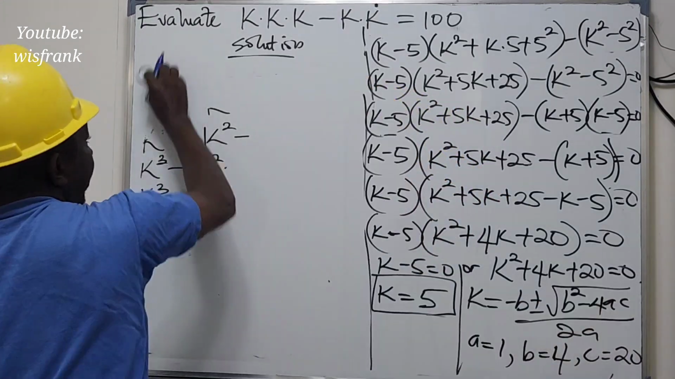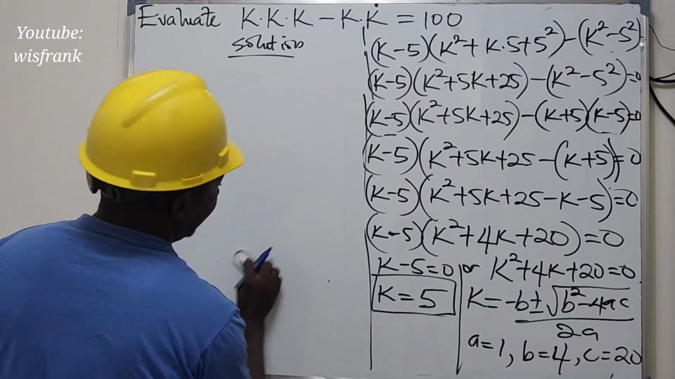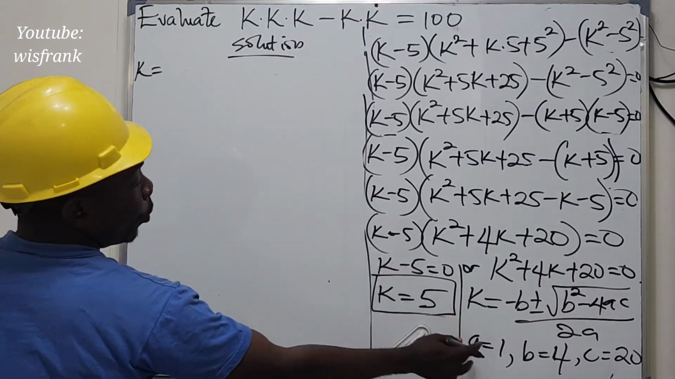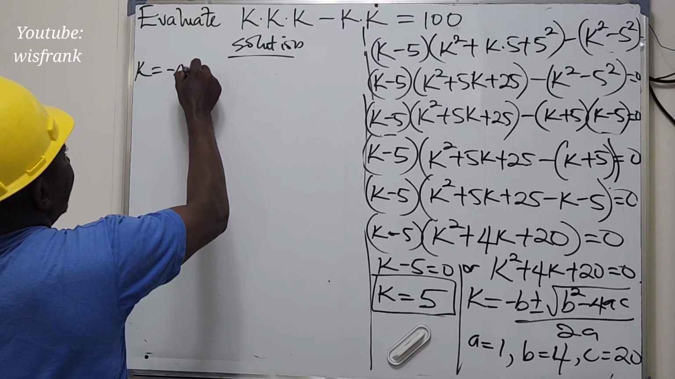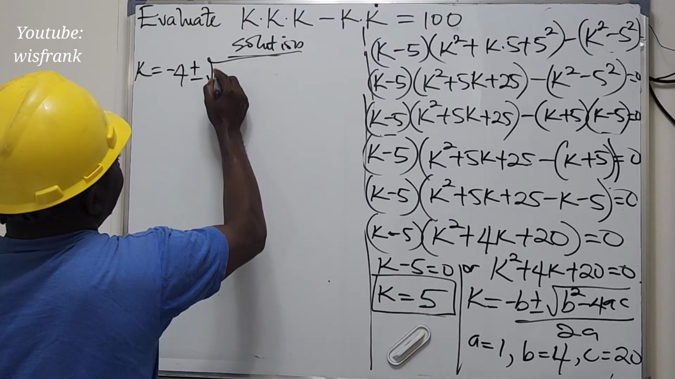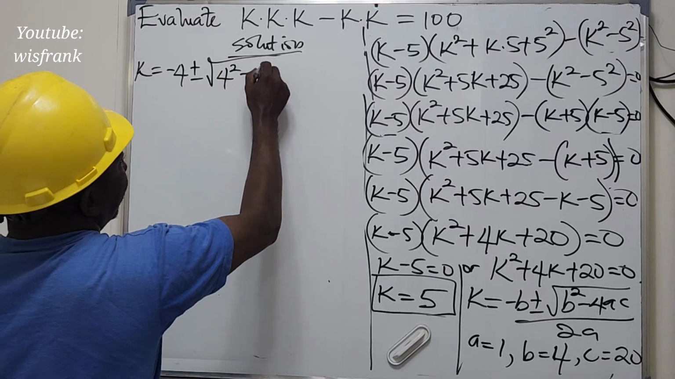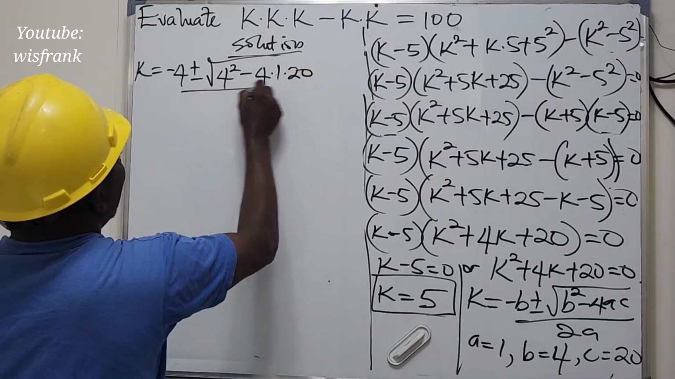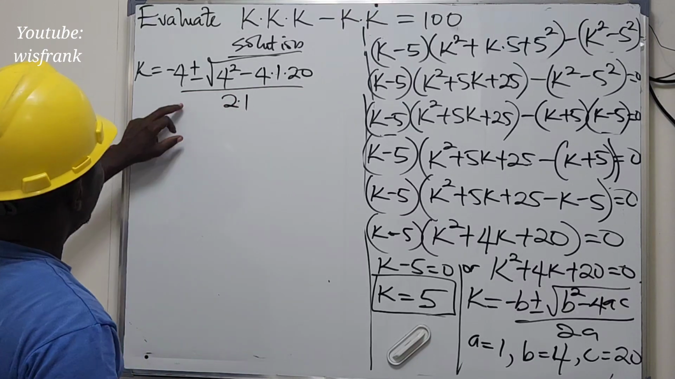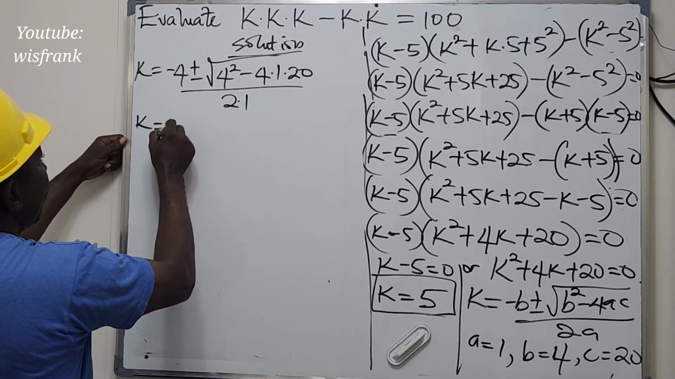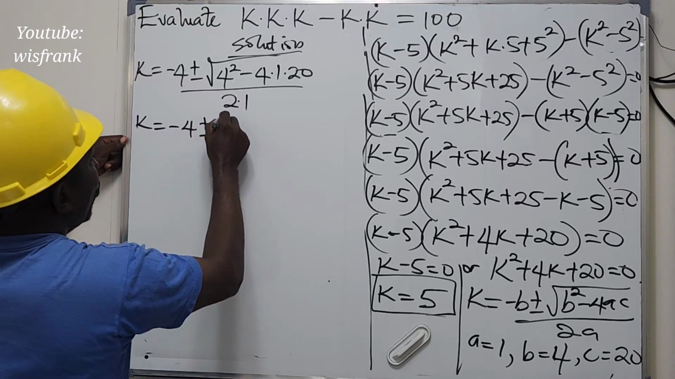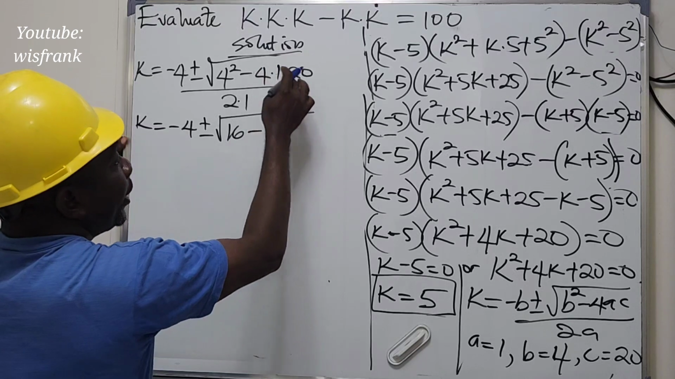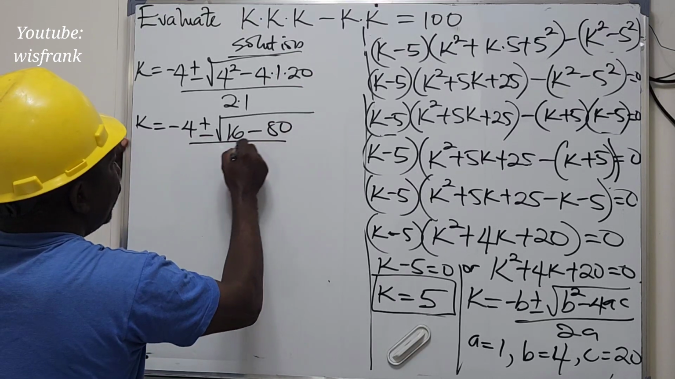We are going to substitute the parameters into the quadratic formula, which is going to give us k equals to minus b, which is minus 4, plus or minus square root of b to the power of 2, which is 4 to the power of 2, minus 4 times a. Our a is 1, times c, which is 20, all over 2 times 1. So here, this will become k equals to minus 4 plus or minus square root of 4 to the power of 2 is 16. Then we have minus 4 times 20 is 80, all over 2.